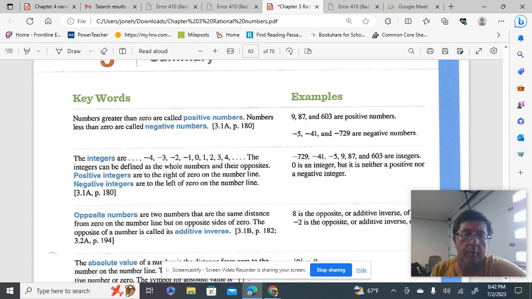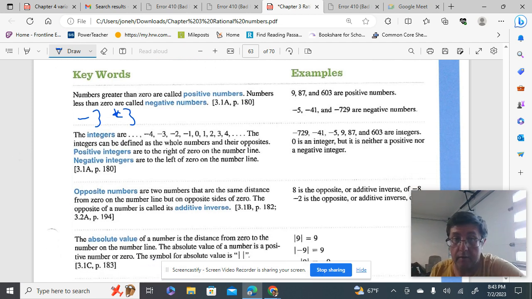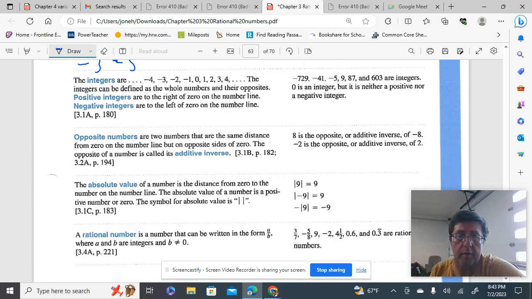Keywords. Numbers greater than 0 are called positive numbers. Numbers less than 0 are called negative. Negatives have a minus sign right before them, like a negative 3. A positive 3 can have a positive sign, or if you're adding it, it'll be a positive, unless you're adding a negative, but that's different.